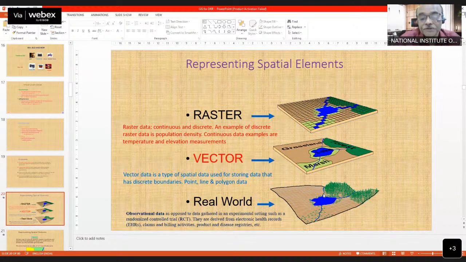In GIS, there are two types of data, that is vector data and raster data. After scanning, if you are putting some geographical information, then it will be vector data. And before scanning, that is the raster data. Raster is continuous and discrete data. Suppose population density, that is discrete data. But temperature is continuous data, and elevation measurement, these are continuous data.